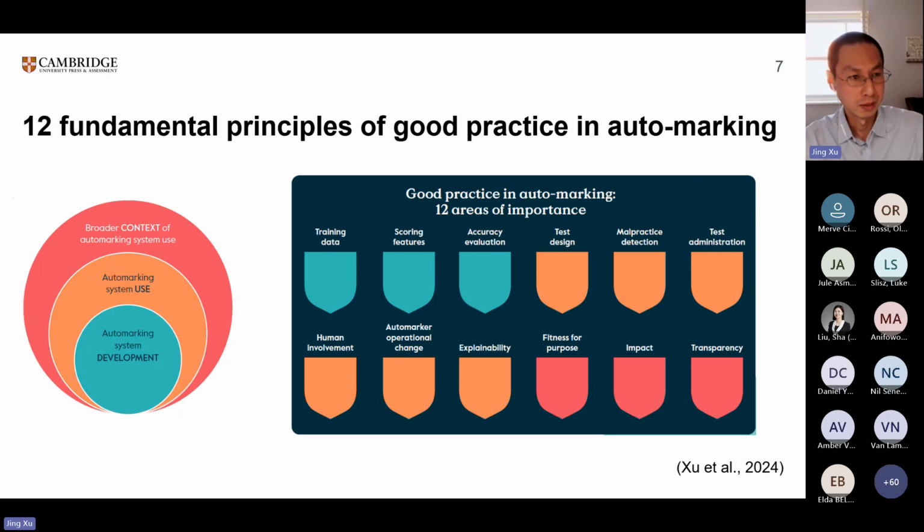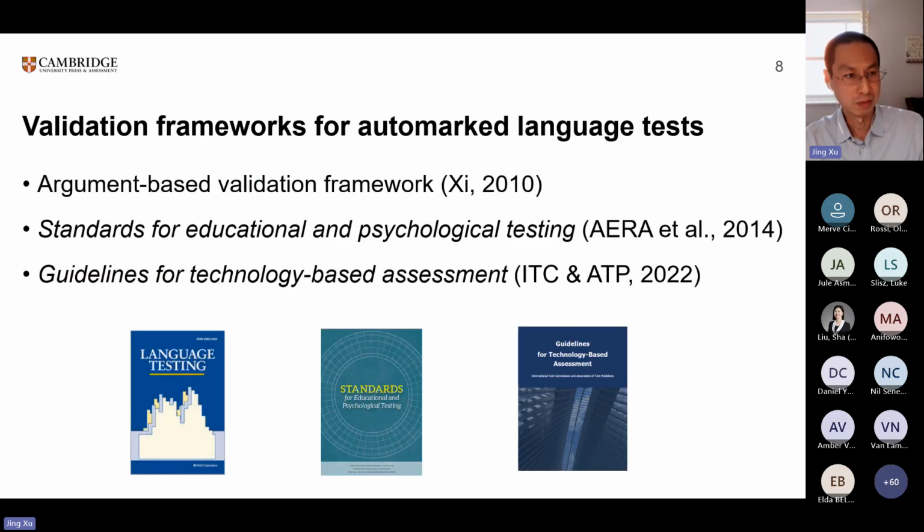Okay, and I would like to mention that these 12 principles are not coming out of nowhere. We consulted different standards about automarking practice. Xiaoming Xi had a paper published in the Language Testing journal back in 2010 to talk about a validation argument for automated scoring and feedback systems, which is very instrumental. I would say this is a groundbreaking piece of work, which is still influential.